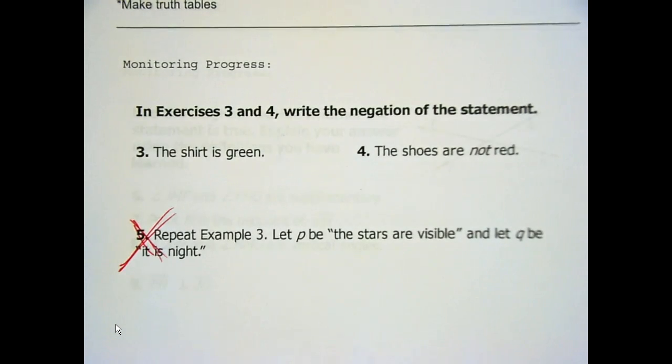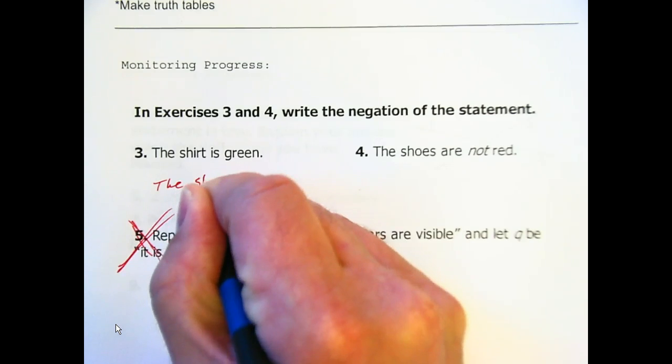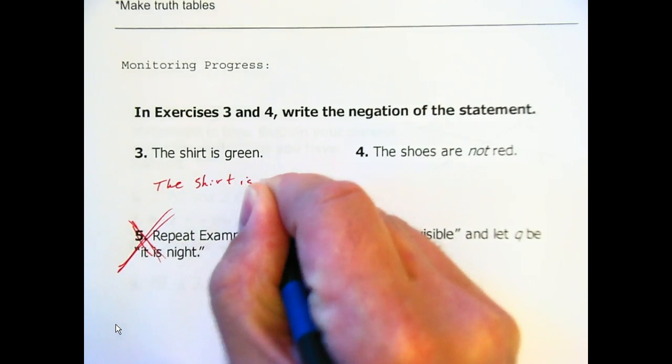Hey, who thinks they have number 3? The shirt is green. The negation, Nathan? Good. The shirt is not green. That's the negation. The shirt is not green.